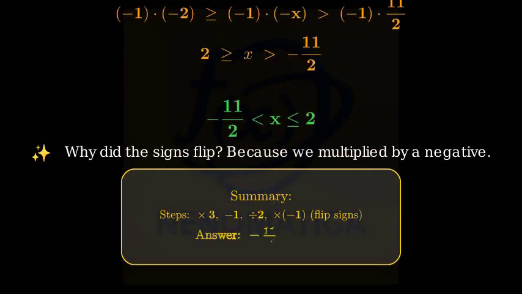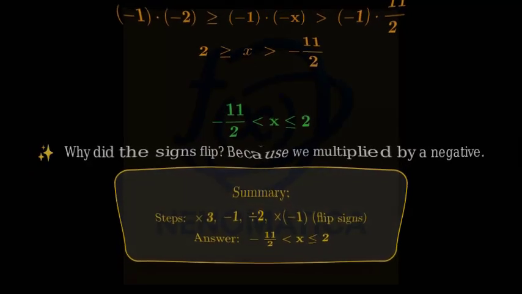Summary. We maintain the exact step order. Multiply by 3, subtract 1, divide by 2, and multiply by -1 while reversing the signs. Our final solution interval is -11/2 to 2, open on the left and closed on the right. Practice. Try changing the constants and repeat the same 4 rules.